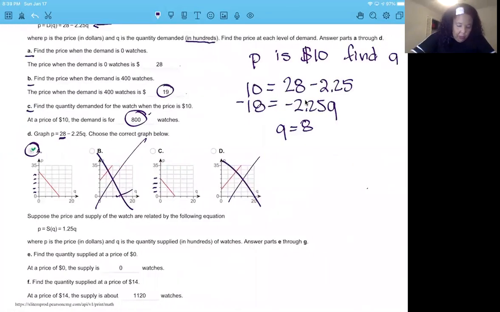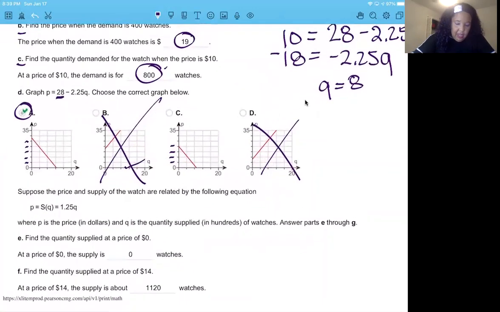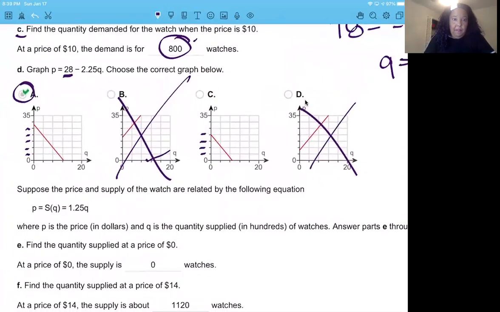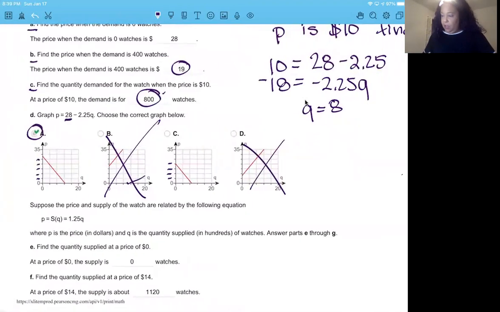All right, now they're going to give us a supply function. So for the next questions, we're going to use a supply function. Suppose the price and supply of the watch are related by the following equation, where P is the price in dollars and Q is the quantity supplied in hundreds.